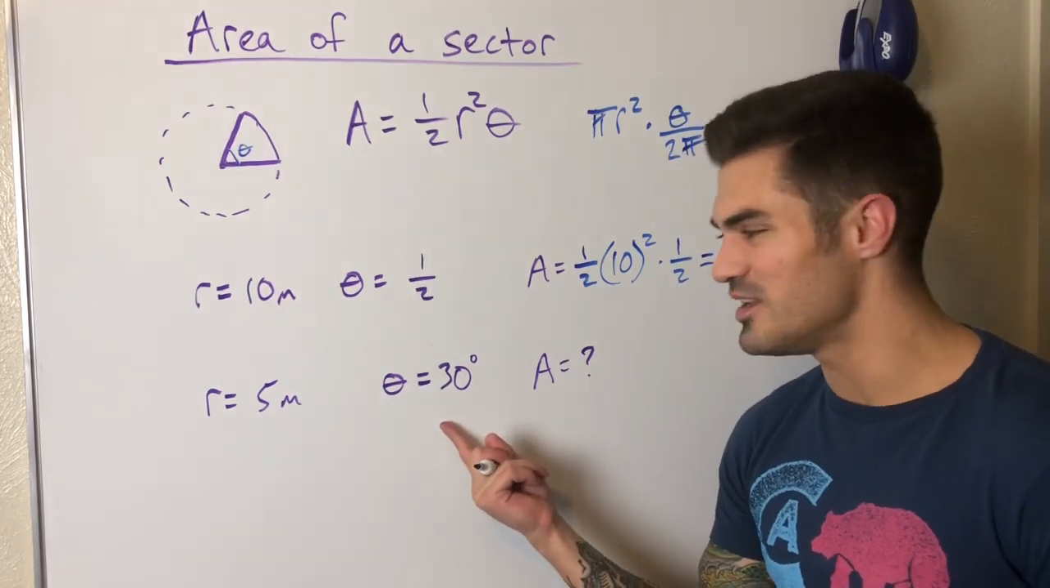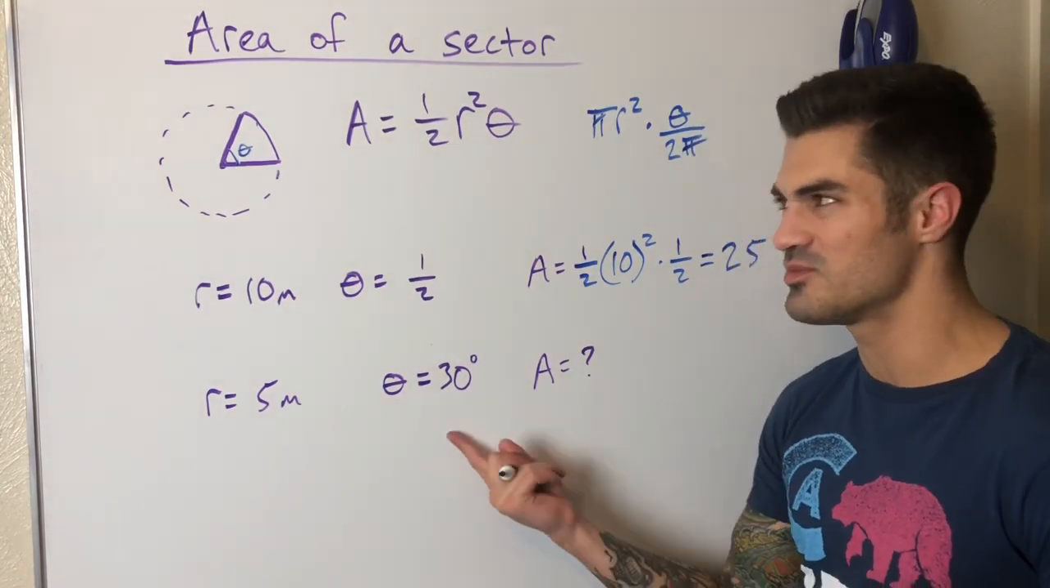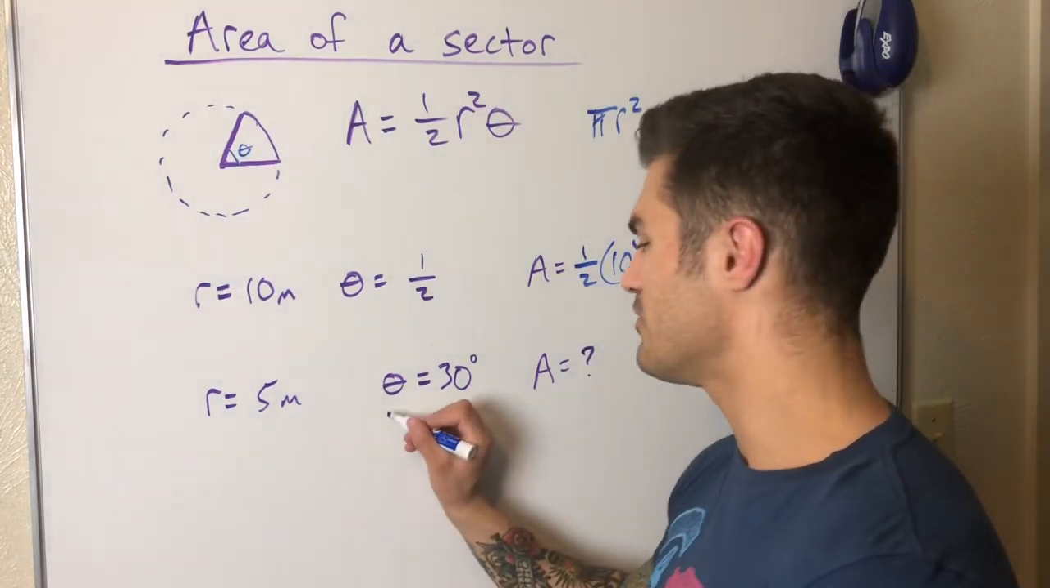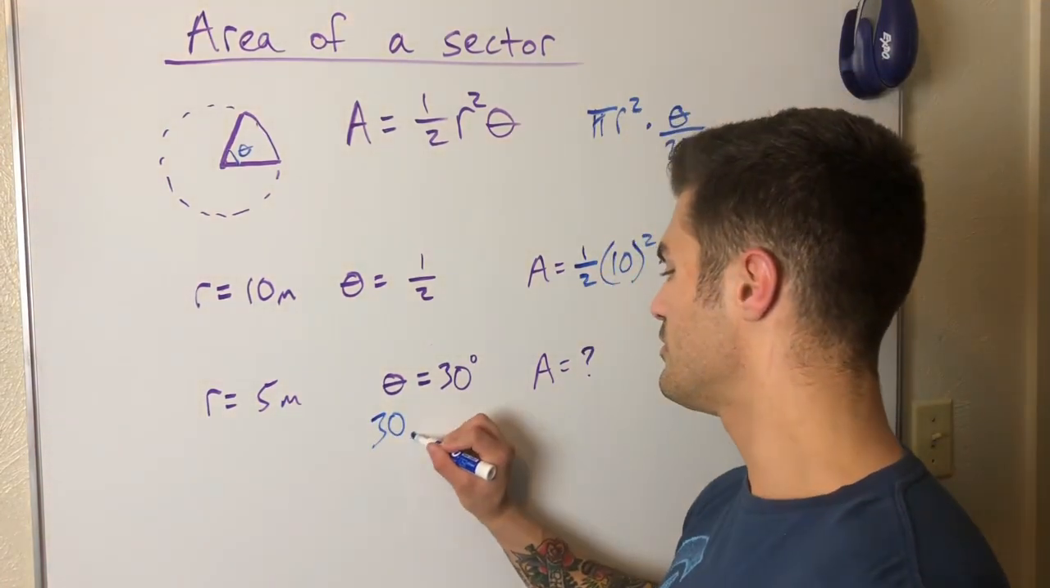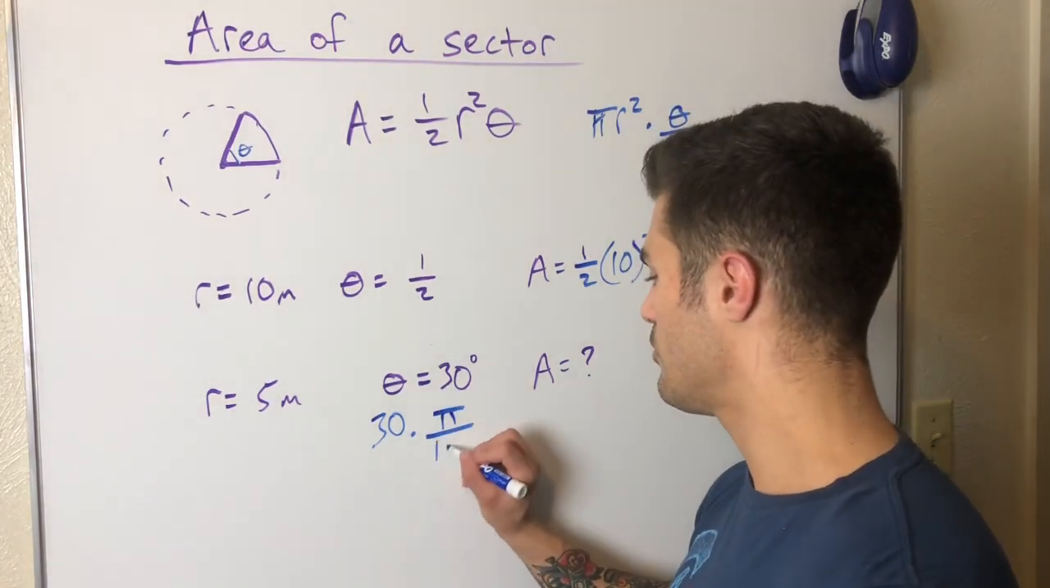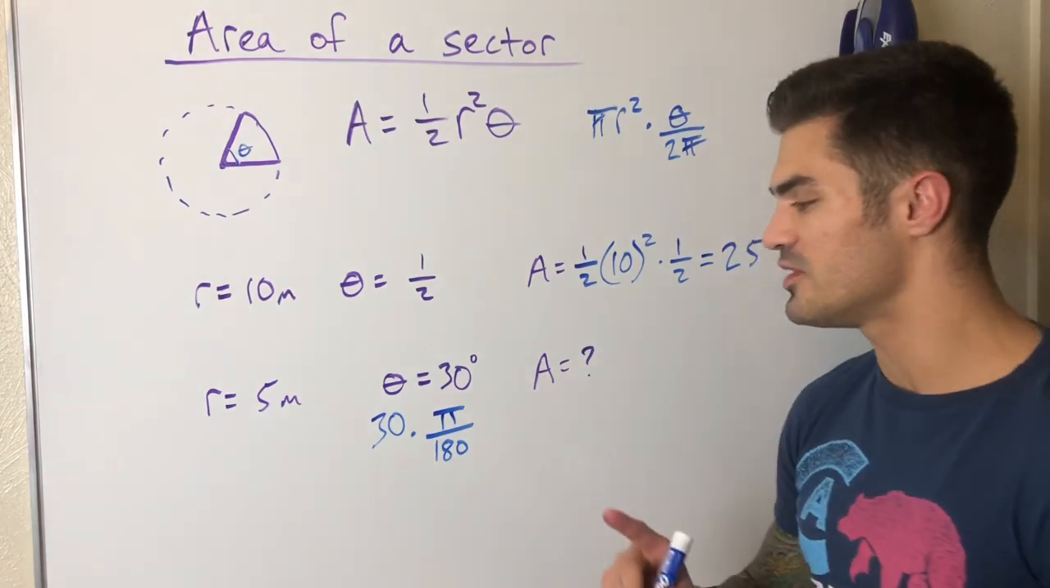All right, now we're going to find the area, but look, we have a small issue. We need this to be in radians. You can't just go plugging this in. This is the biggest mistake students make with these kinds of problems. So I have to convert. How do I convert? Do you remember? 30 times pi over 180. This is how I convert from degrees to radians.